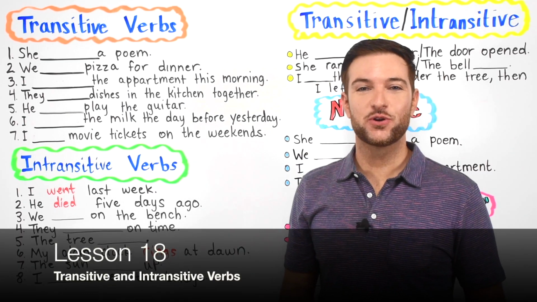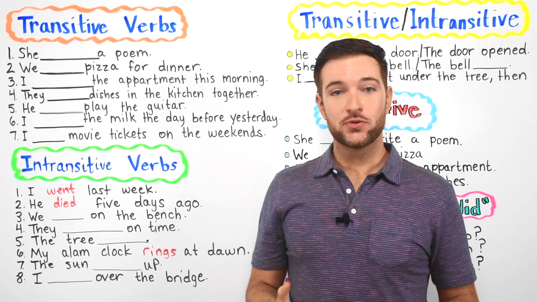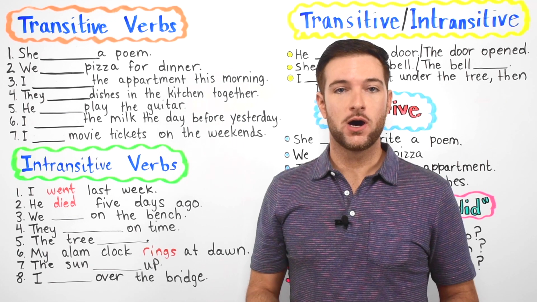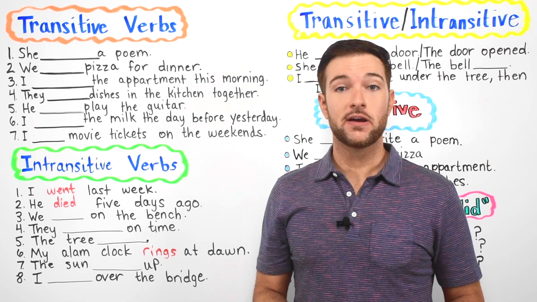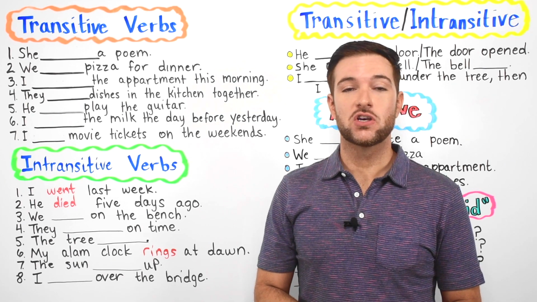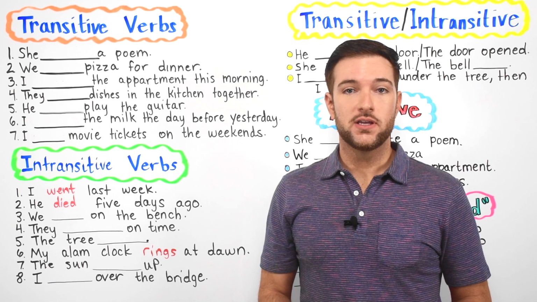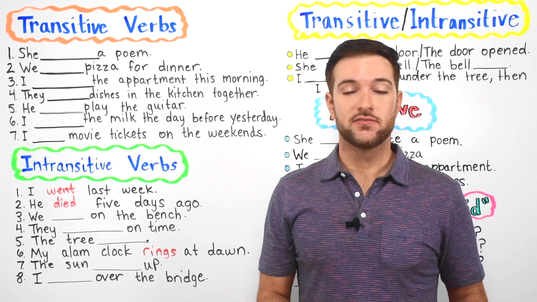In this lesson we are going to learn about transitive verbs and intransitive verbs. A transitive verb is a verb that requires an object to do an action to, whereas an intransitive verb does not require an object and makes sense all by itself. In today's lesson we will look at both and see their similarities and differences.